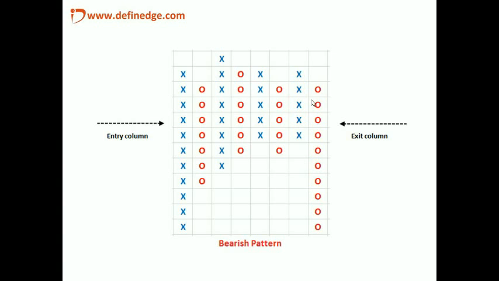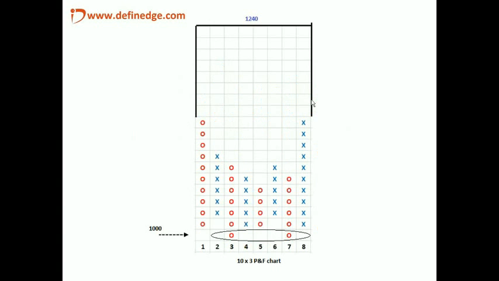So to derive the horizontal count, we count the number of columns of the pattern and multiply it by the box value and reversal value, and add the total to the bottom of the pattern. So in this example, number of columns are 8. The chart is 10 by 3. So we multiply 8 by box value and reversal value. So it comes to 240. And assuming that bottom of the pattern is 1000, we add the total to it, and it comes to 1240.